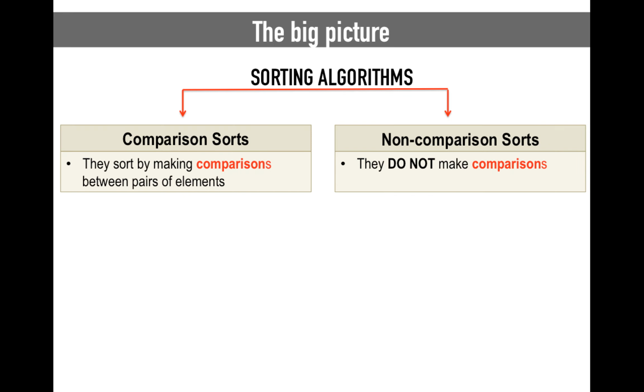So the big picture is that sorting algorithms can be classified in two big categories. One is the comparison sorts. Most of the algorithms you have seen during the module are of this type. And the main characteristic of this is that they sort by making comparisons between pairs of elements. So usually these algorithms take a couple of elements and they decide which one is lower than the other one to decide in which position this element should be in the final array. The non-comparison sorts, as the name says, do not make any comparisons.